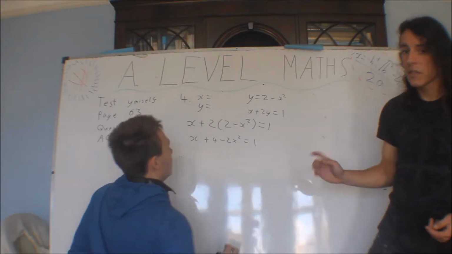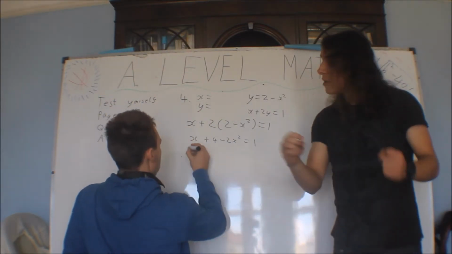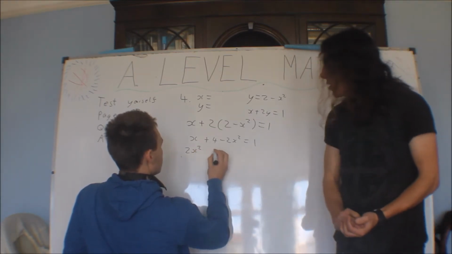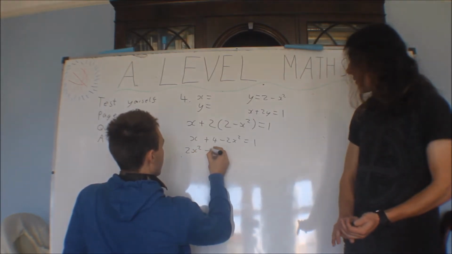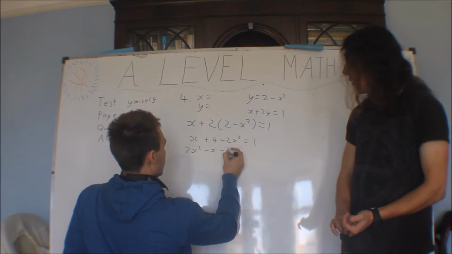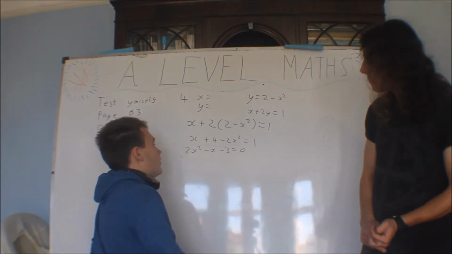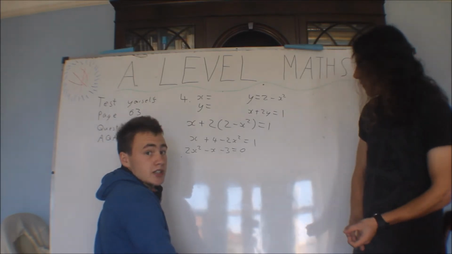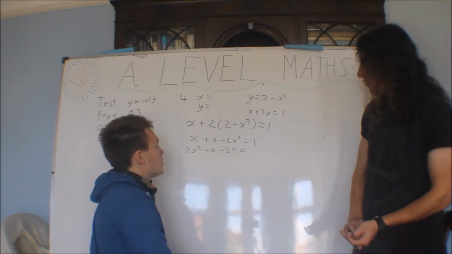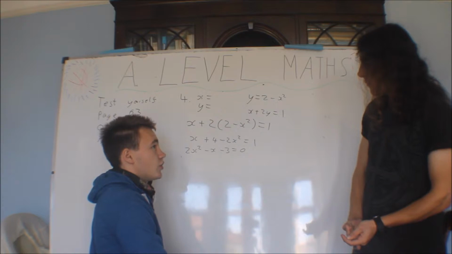Then it's nice to have a positive coefficient of x squared. To move everything over, making 2x squared minus x minus 3 equals 0. Then we need to solve it. Yes. Now, the coefficient of x squared is 2, so I'm tempted to use the quadratic formula unless you can quickly trial and error through.